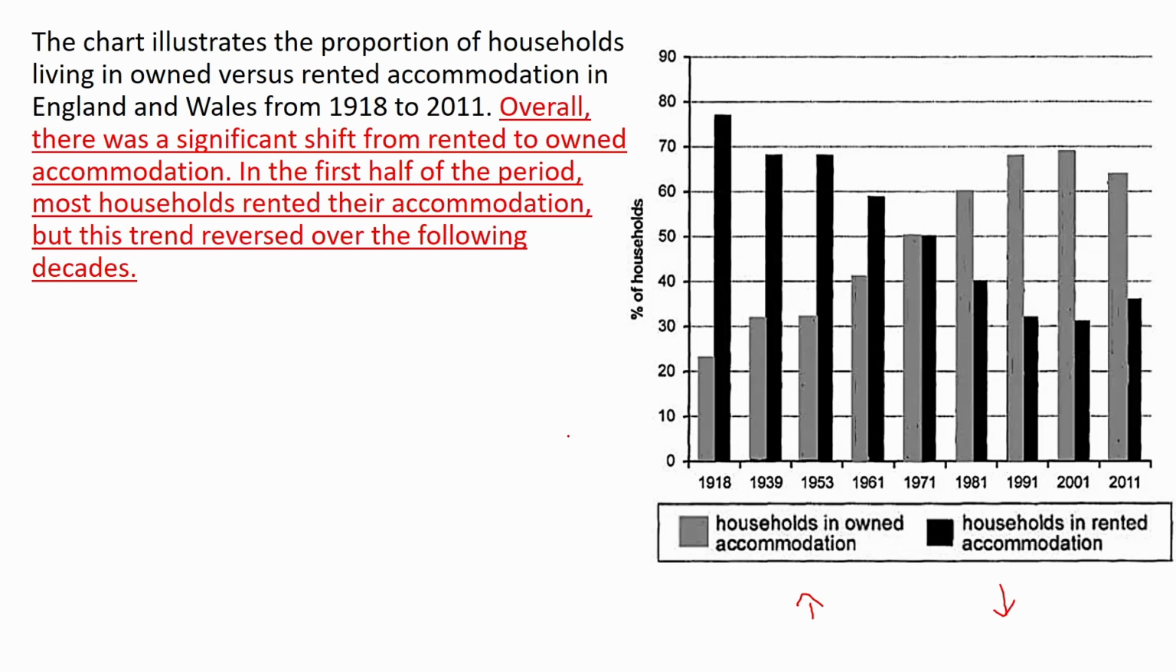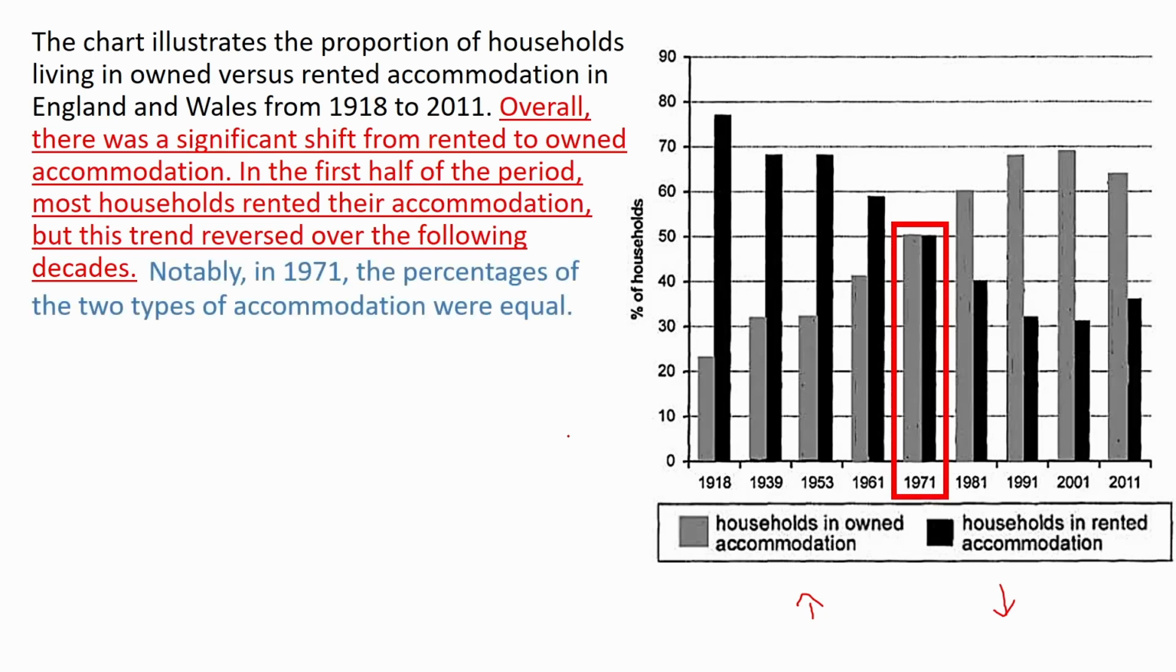So in order to make it more specific, we need to add one more point. Remember, we talked about 1971, which is an important year. So I will add this also to my overview. Notably, in 1971, the percentages of the two types of accommodation were equal.